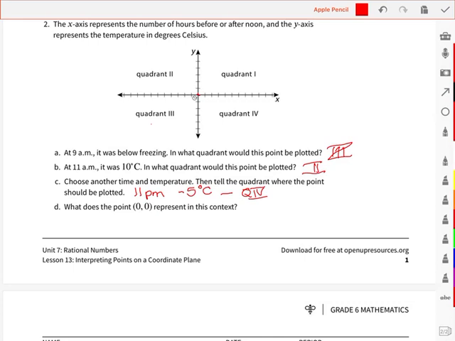What does the point 0, 0 represent on this quadrant? And so that represents freezing. At 0 degrees Celsius, and it would be at noon.